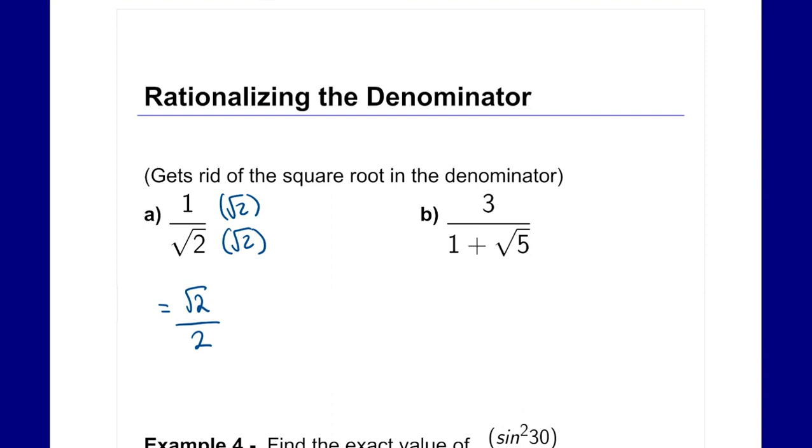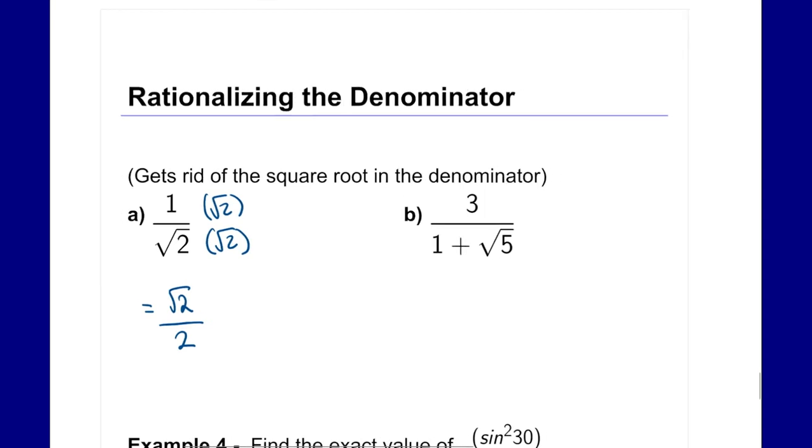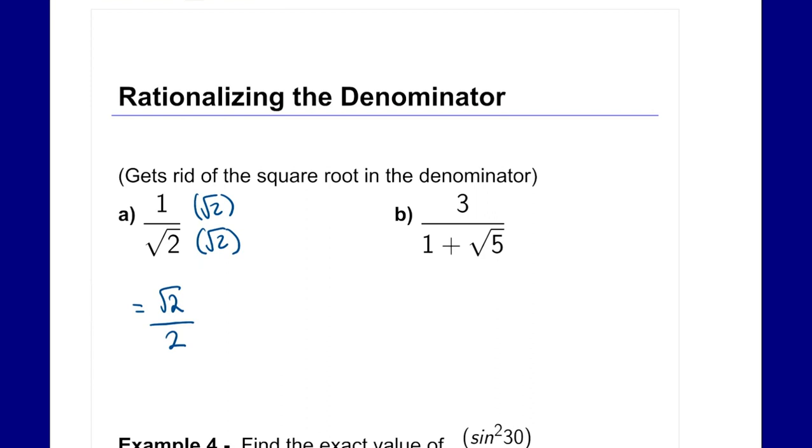For b, 3 over 1 plus root 5, right? In these cases, when we have multiple components, we don't want to just multiply by root 5, because that doesn't help. That makes this root 5 and this 5, so I'm still stuck where we started. So what we want to do, if it's something like this where we have two terms in the bottom, or multiple terms, is multiply by the difference of squares, so to speak.